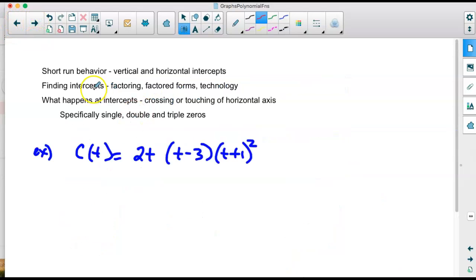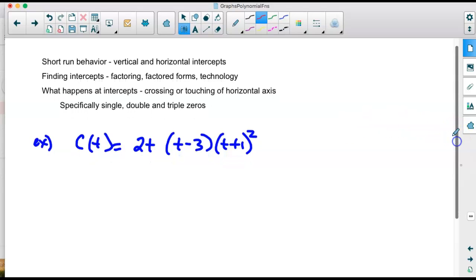Okay, so that short run behavior, that's the intercepts and so on. They're going to tell us what's going to happen. We're going to be able to find them by factoring, like this one that's factored. Here we're going to look specifically at single and double term factors. This is a double term factor right here because it has a square on it.